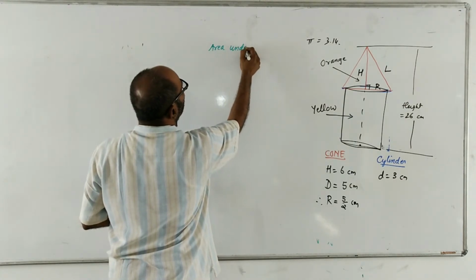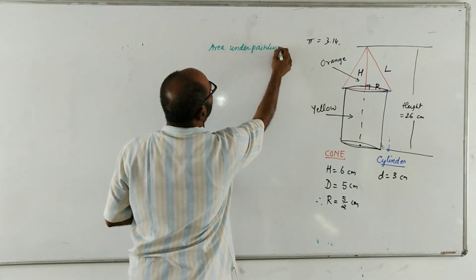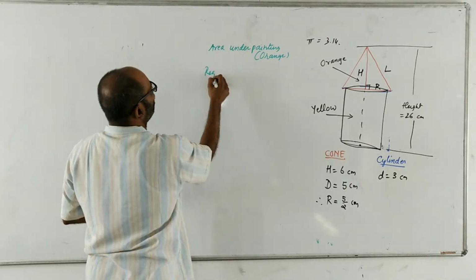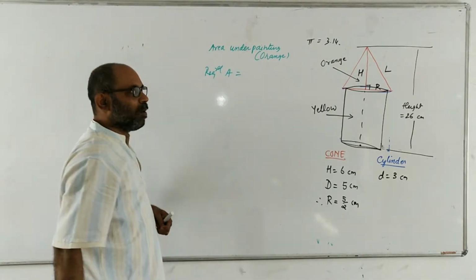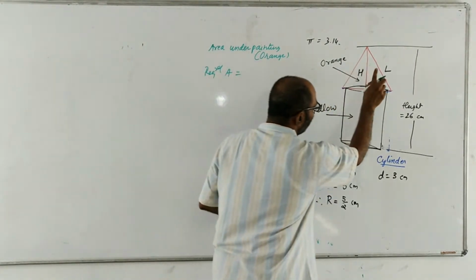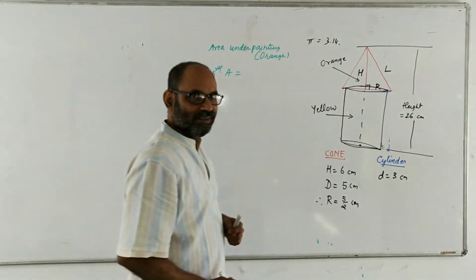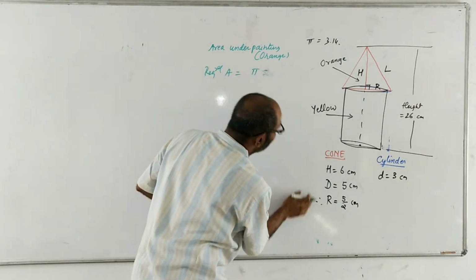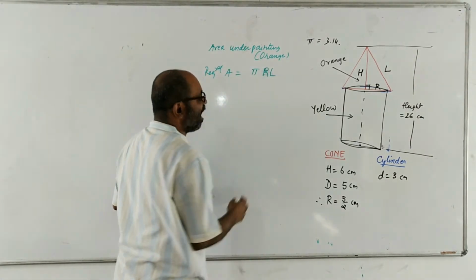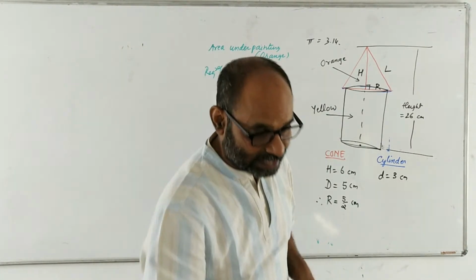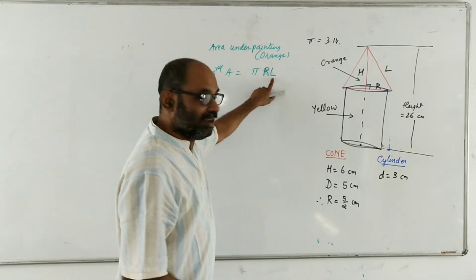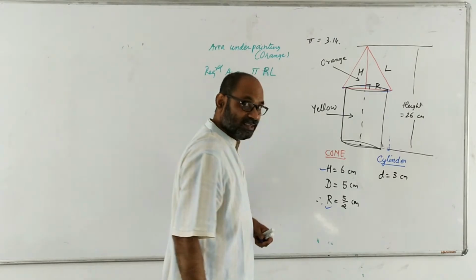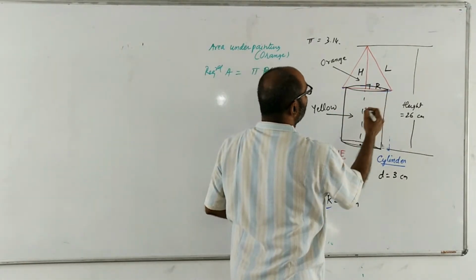Area under painting. I'll put this title, painting only the orange part. I'm putting the formula now. Required area. बोलिए, what is curved surface area of cone? Yes, pi r l. Cone capital में लिखा गया है. So pi capital R L. Once again we are missing something. We will require L, and L is not there. You have H, you have R, correct? So we'll have to use that formula.